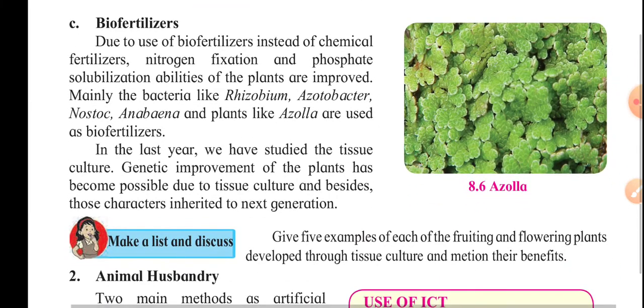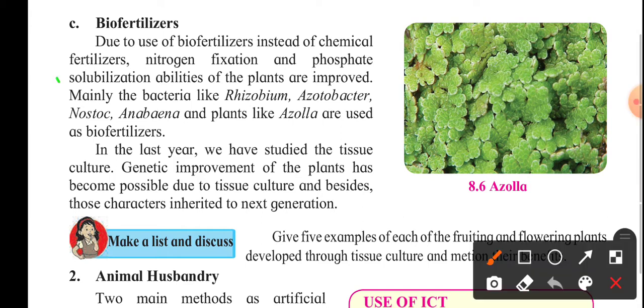Further, we have biofertilizers, one of the most important parts of agriculture now. Due to the use of biofertilizers instead of chemical fertilizers, nitrogen fixation and the phosphate solubilization abilities of the plants are improved. Mainly bacteria like Rhizobium, Azotobacter, Nostoc, Anabaena, and plants like Azolla are used as biofertilizers.